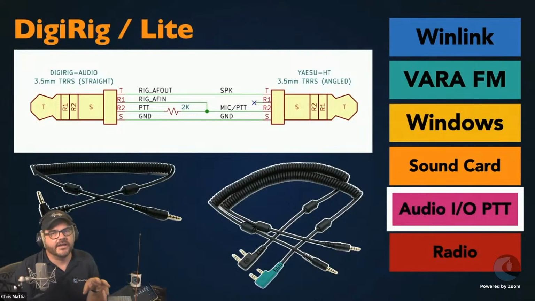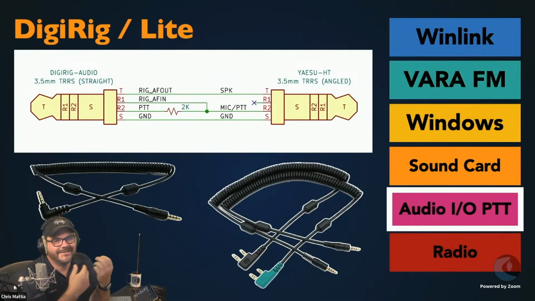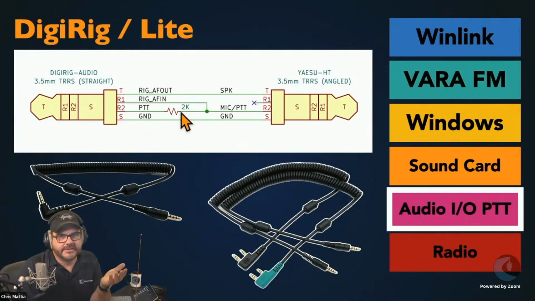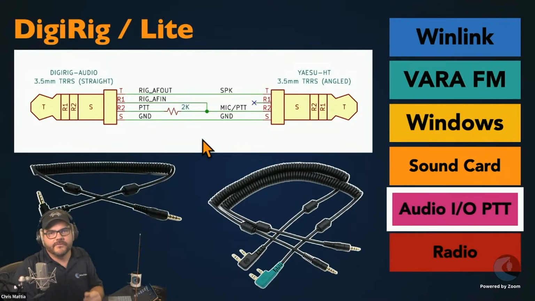On the DigiRig and the DigiRig Lite, you're going to need to use different cables depending on the radio that you're connecting to. And I know for me, when I first got the DigiRig, I thought, well, I don't need to buy all of these extra cables. I've got TRRS to TRRS cables. I've got cables that'll do all these different things. Unfortunately, not all cables are created equal. And depending on the radio that you're using, you may find that on, say, the push-to-talk line, there needs to be a 2K resistor installed in line, or on another line in there.